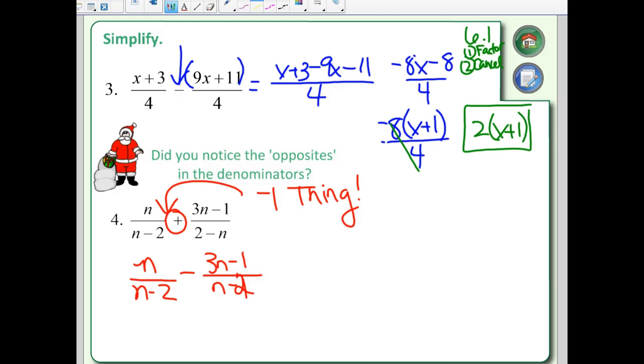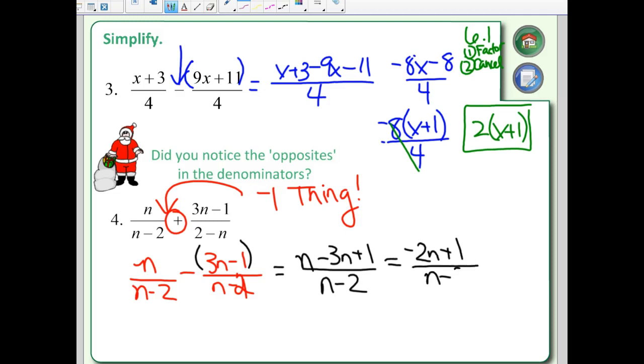Sorry about that. All right, so now we're just going to subtract the numerators. Well, did you realize we're subtracting here? So I've got to add the opposite. All right, so that's going to give me n minus 3n plus 1 over n minus 2. And now, do you see what like terms I'm going to collect? Nice. n minus 3n is -2n plus 1 over n minus 2.